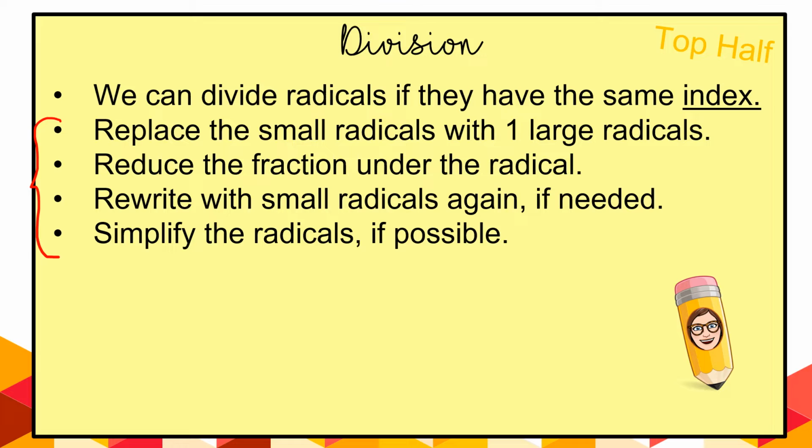One option is if you have 2 small radicals, you can replace them with 1 large radical. For example, if I have square root of 10 over square root of 5, I'm going to make that square root of 10 over 5, right? Because then I can divide and simplify that down pretty quickly. So in that case, it would be beneficial to take 2 small radicals and make it 1 large one.